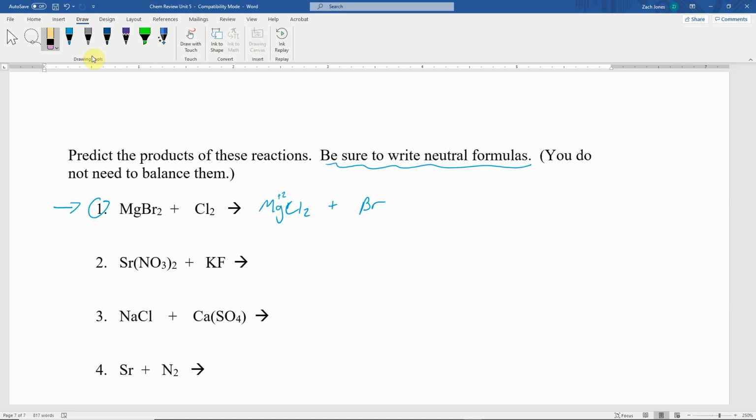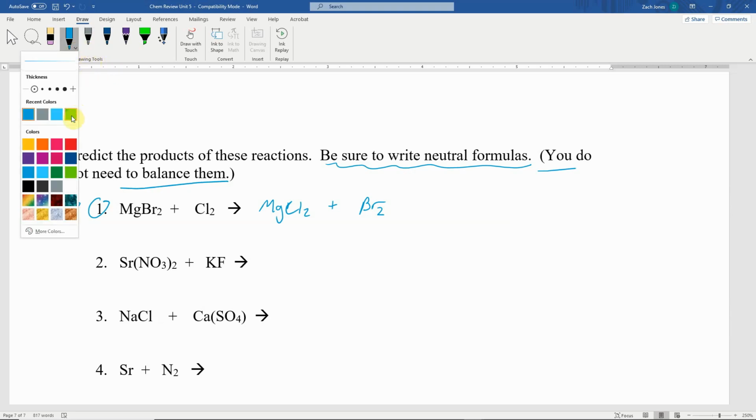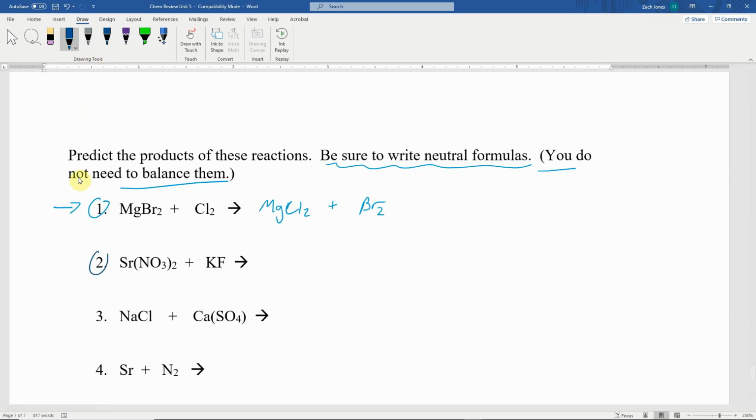Now, we checked charges on the compound. We have to check to see if bromine's diatomic. It is diatomic because it is a Brinkelhoff element. And there we go. Notice it says you do not need to balance them. You want to read the directions, but since it said not to balance them, I'm not going to worry about it. All right, let's keep going. Let's do another one. I want you to do number 2 right now. Whole reaction written out. Don't forget to check charges.